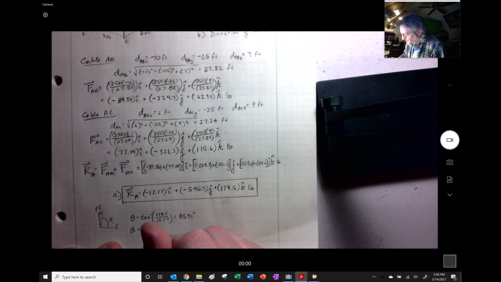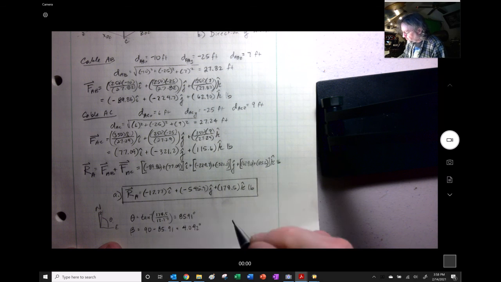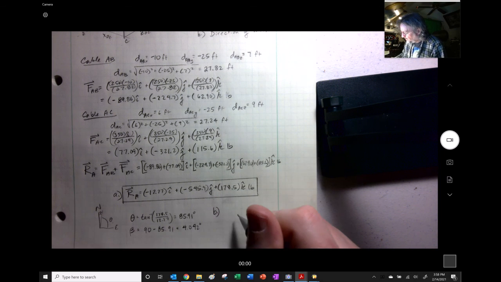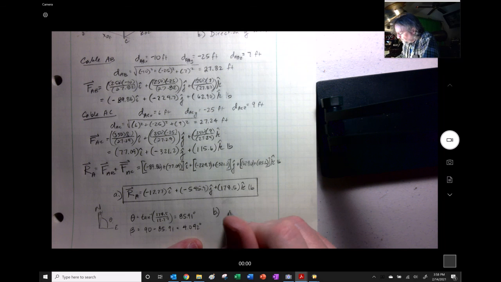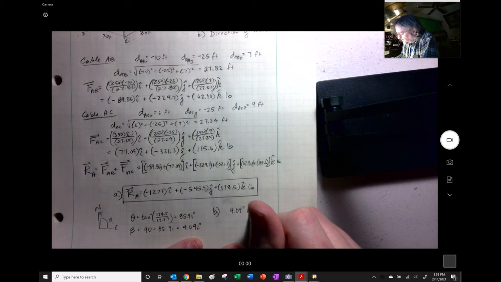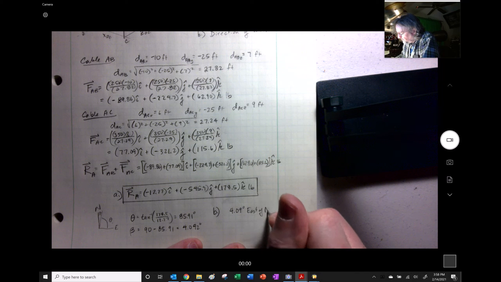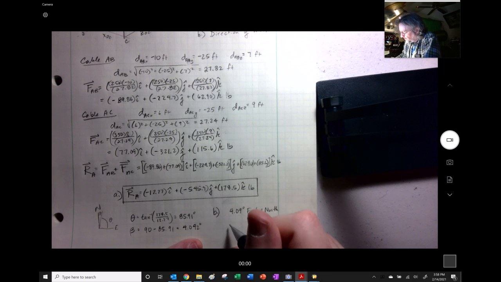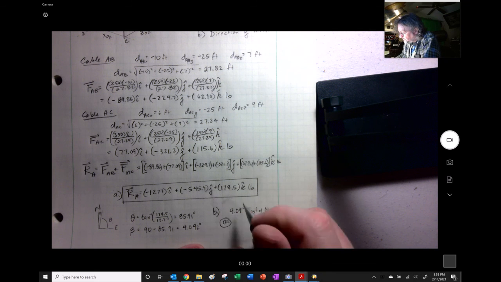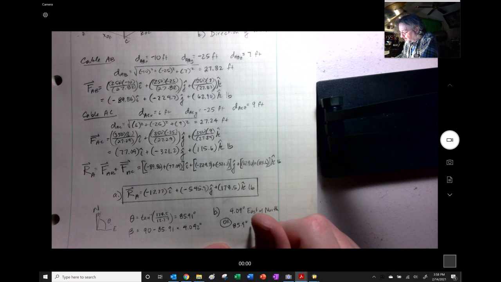So that's going to be 90 minus that, or simply 4.09 degrees. Okay, so part B is 4.09 degrees east of north, which is probably more typical right here, or you could say that it was 85.9 degrees north of east.